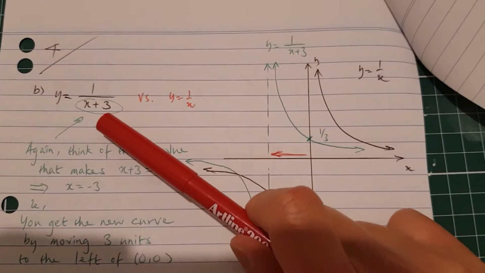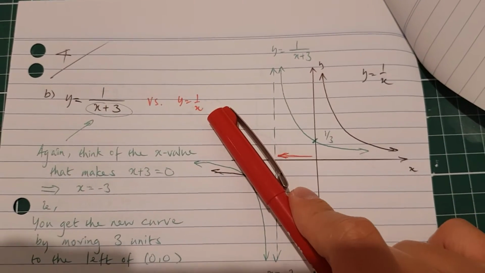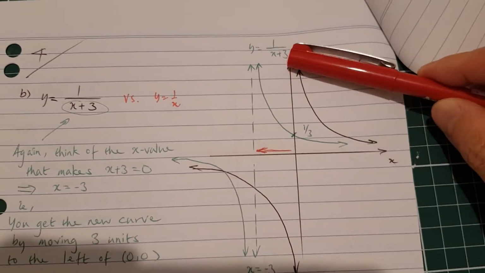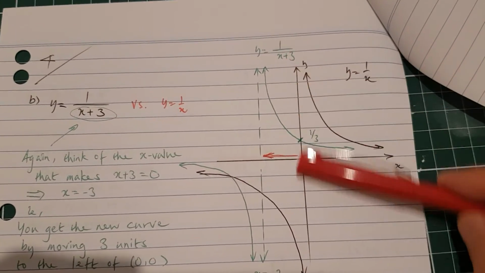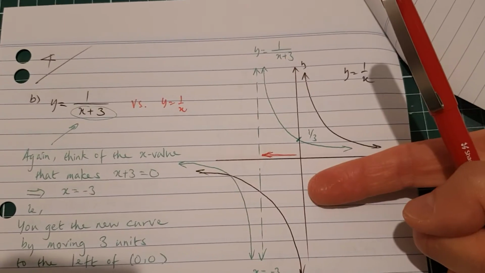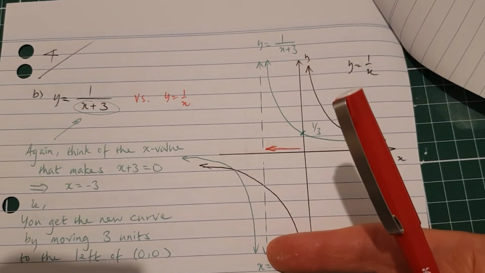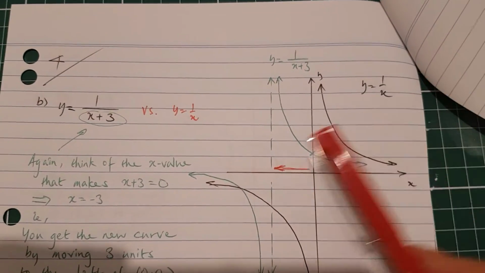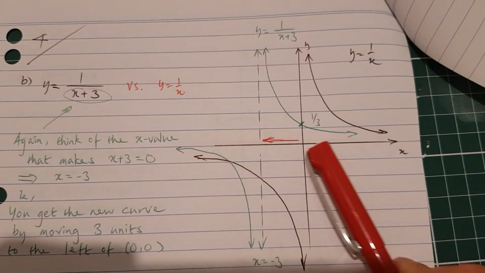Now, like I said, the new curve is created by moving that original one by 3 units to the left. So 3 units to the left, one of your asymptotes, which is the y-axis, now becomes x equals negative 3, because you're moving it by 3 units to the left. So that's going to be one of my new asymptotes. Now, because you're moving it horizontally, there's no change with the other asymptote.